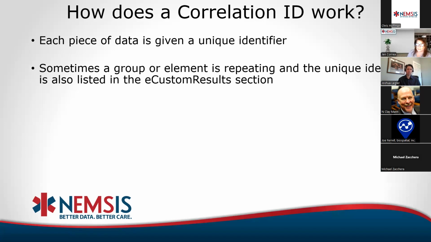So basically, when you have a correlation ID, it's always going to show up where that piece of data is given that unique identifier, and it will most usually show up in the e-custom results section, but not always, right? And so that starts to get confusing. This is where you have to start going, okay, well, where does it belong?